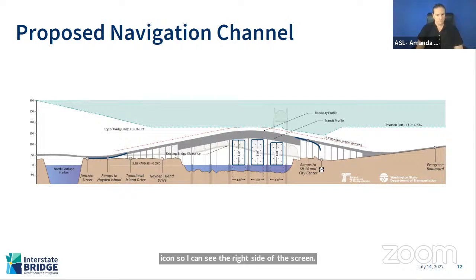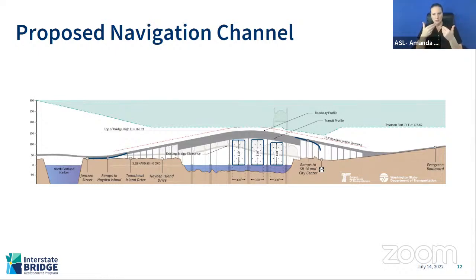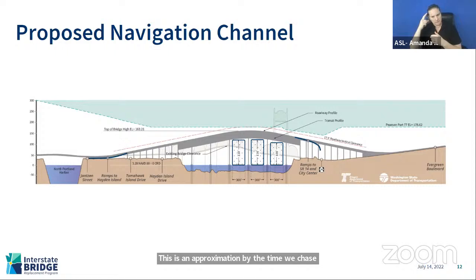So this is an approximation. By the time we chase grade, we think that we would be coming to grade right around Evergreen. I don't think this shows the rail crossing. I don't think I see it on here, but that's another element that we have to span over, and that takes us further north before we can touch down. So these are the threading of the needle issues that we've been talking about.